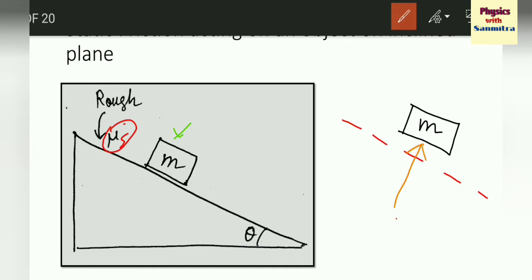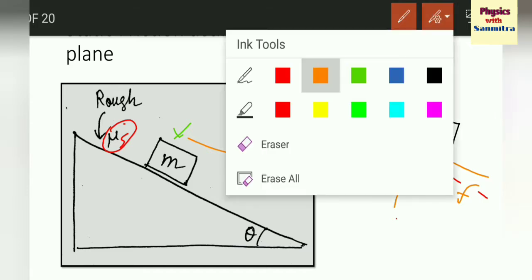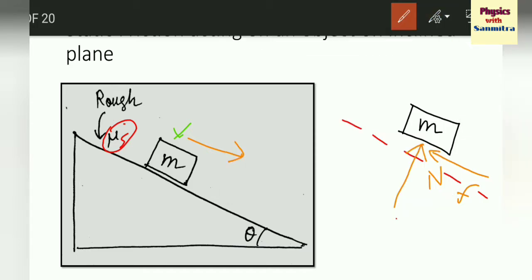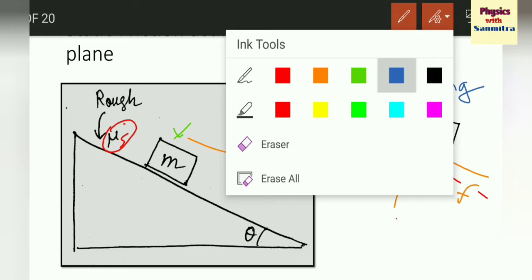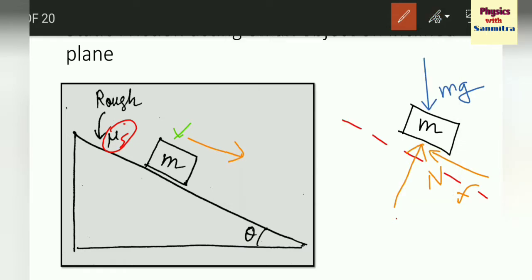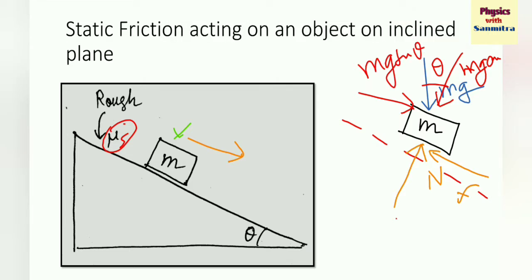See, this is the normal reaction N. The object has a tendency to slip downwards, so friction will act in the direction that is upward along the inclined plane. All these things we have discussed earlier in our previous lecture. Now mg will act vertically downwards, and we can resolve it into two components. One is mg cos theta, where this angle is theta, and the other is mg sin theta. So we have drawn our free body diagram.